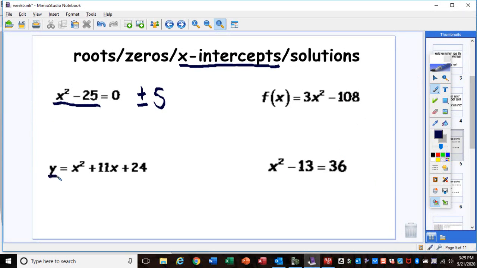Y is by itself. That's okay. That's just like a 0. And we're going to put this into the graphing calculator. Now, we could factor this. In fact, that's what I had to do when I took Algebra 1. We didn't have a graphing calculator. I've told you that many times. I had to do this by hand.